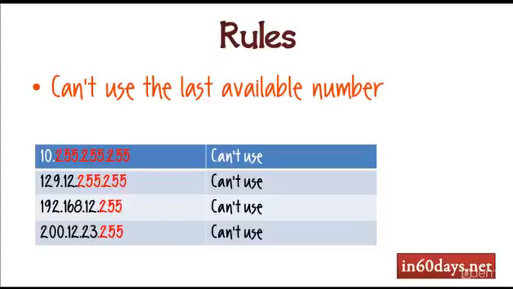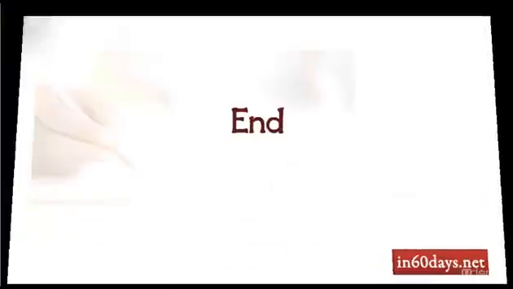The first rule is you can't use the network number. The last rule is you can't use the broadcast number. And the broadcast number for a Class A is all the 255s. For Class B it is 255.255, and for Class C it is 255 in the last octet. Now we'll go into more detail with this when we're doing subnetting, but any broadcast number you can't use for a host number on your network.